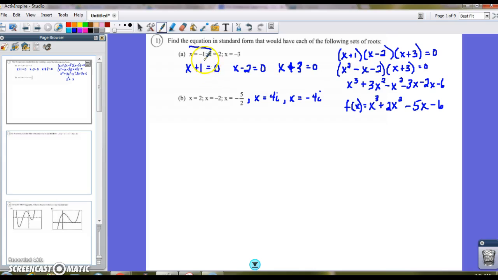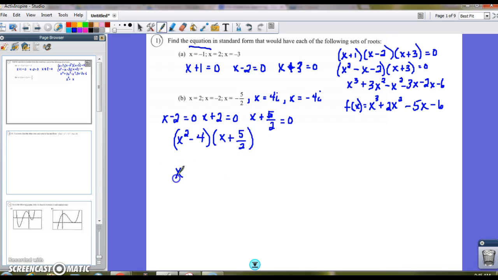Okay, so part B is really the same as part A. That would give us x minus 2 equals 0, x plus 2 equals 0, and x plus 5/2 is equal to 0. And a lot of people freak out when they see fractions. They don't like working with fractions. But it's really not that bad, right? When you multiply these together, those are conjugate pairs. That gives you x squared minus 4. And then you're just multiplying that by x plus 5/2. And so that would just give you x cubed plus 5/2 x squared minus 4x minus 10, and that would be equal to f of x. So pretty straightforward on those.